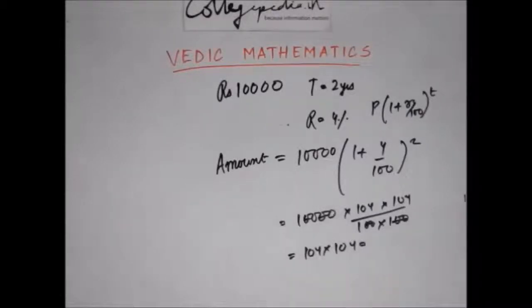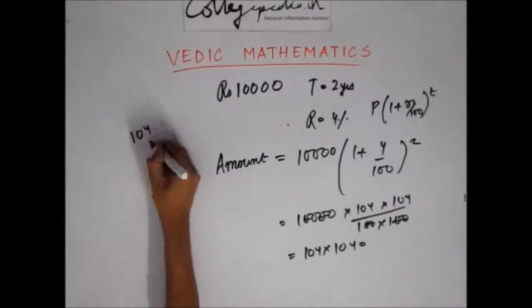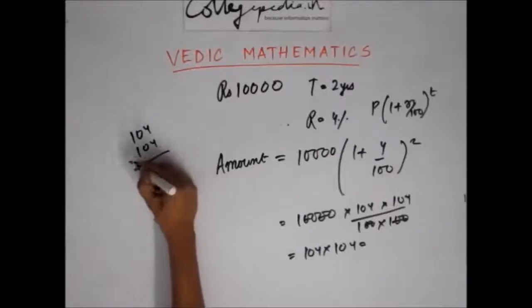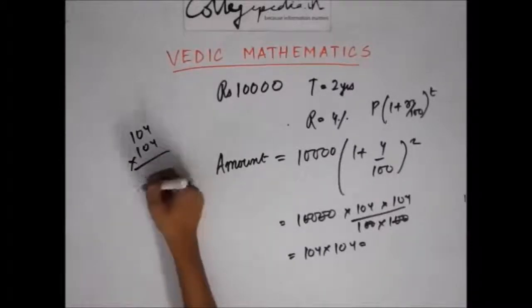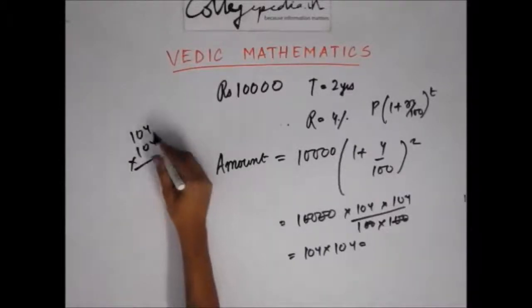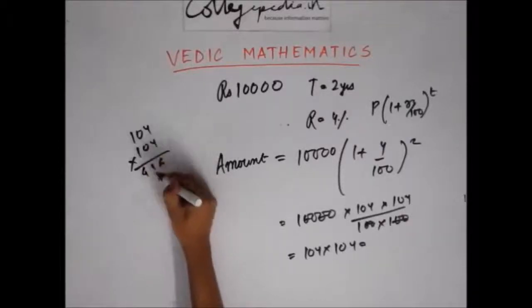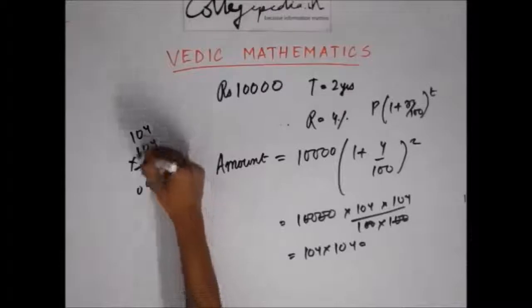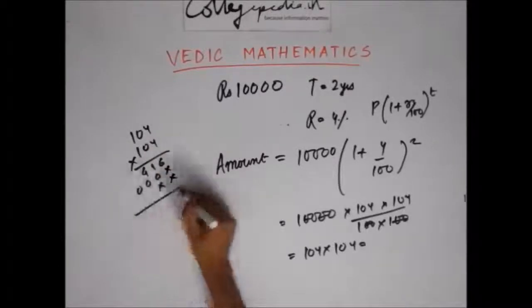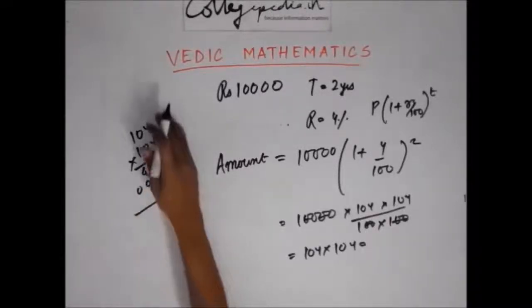Now, if you don't know this trick, what you will be doing is you will start with 104 and then you will keep on multiplying step by step. You will first multiply 4 with 4, write 16 here, then you will multiply 4 again, then you will again multiply this 0 with 0, and then you will keep on doing this. It will take around 10-15 seconds.